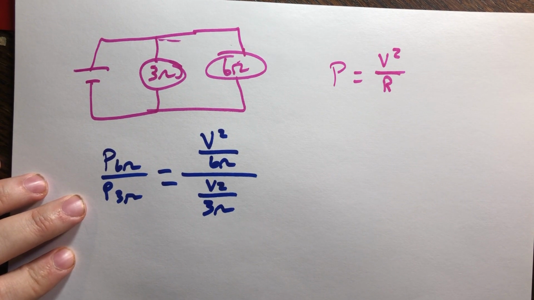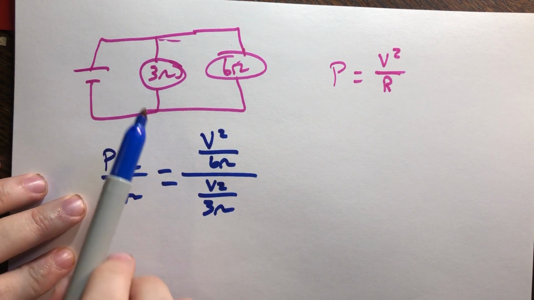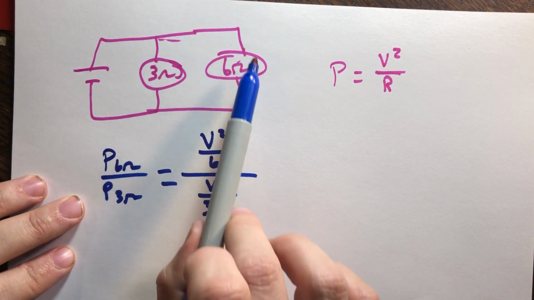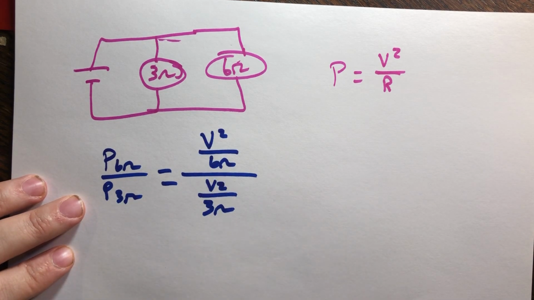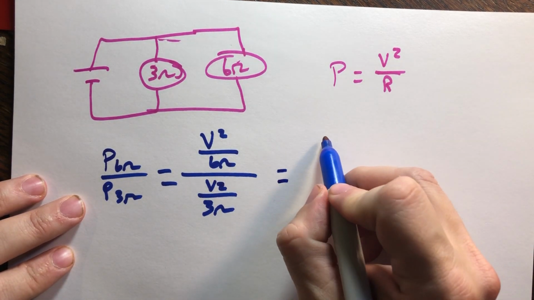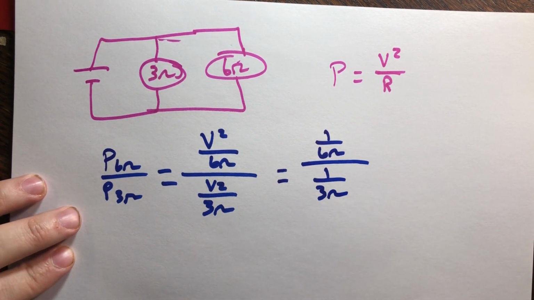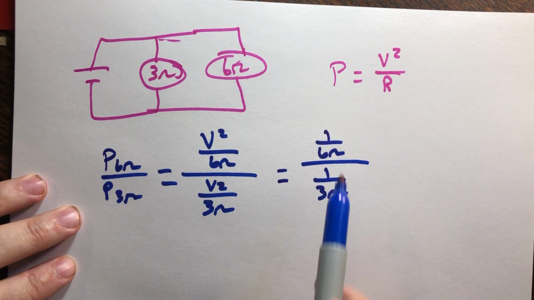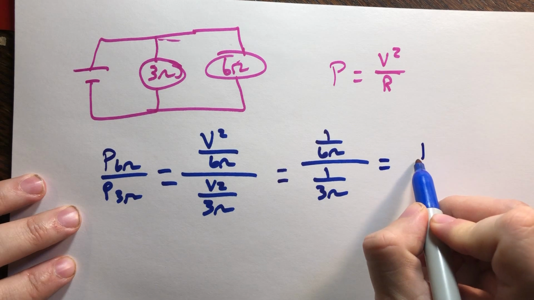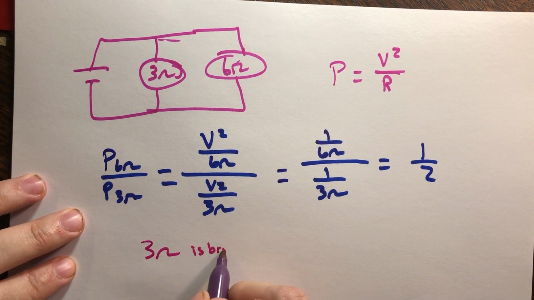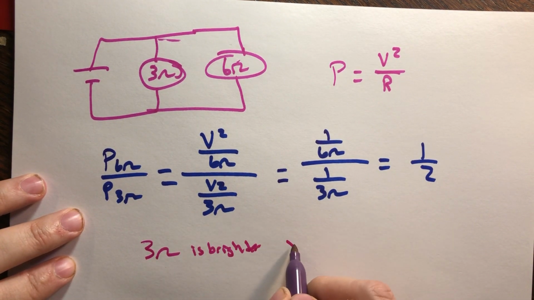Since they are in parallel, they have the same voltage across each one of them. Whatever the battery is, the total voltage gets dropped across the 3 ohm in one loop, and the total voltage gets dropped across the 6 ohm in the other loop. So those voltages cancel out. We're left with 1 over 6 ohms over 1 over 3 ohms, and that gives us 1/2. So the combination is 1 over 2. So in this case, the 3 ohm light bulb is brighter by twice as much.